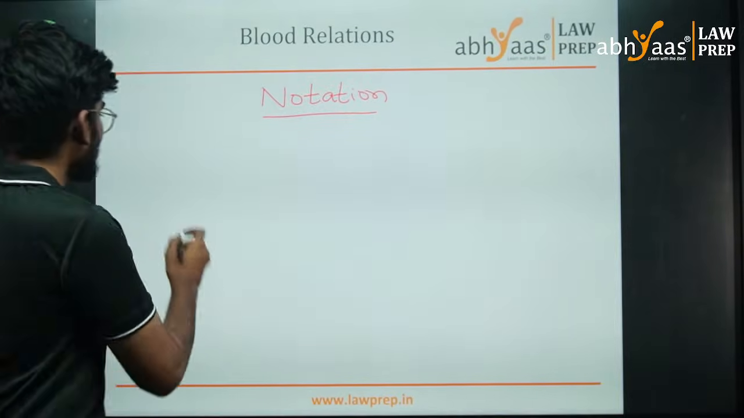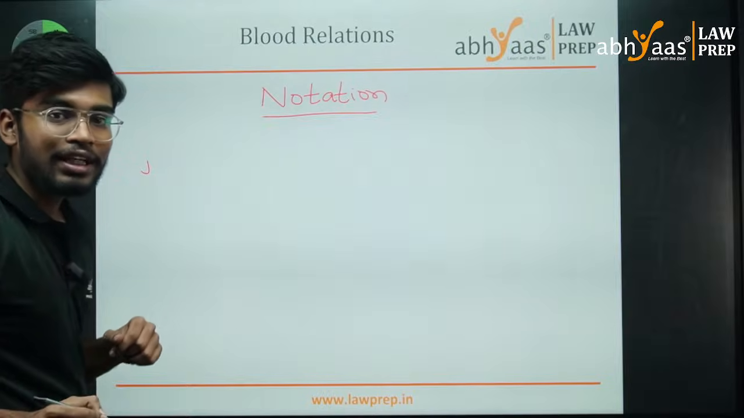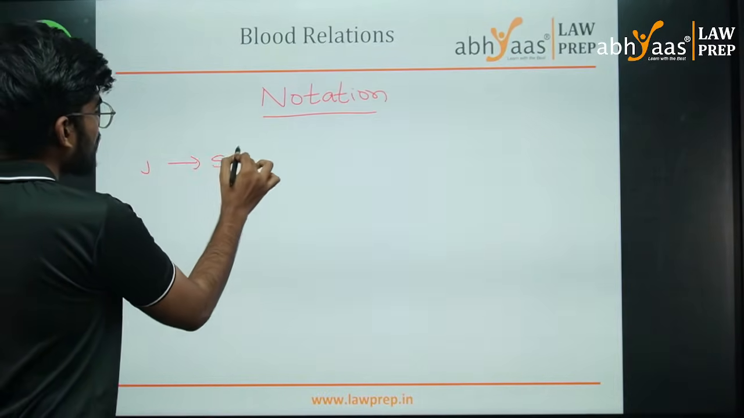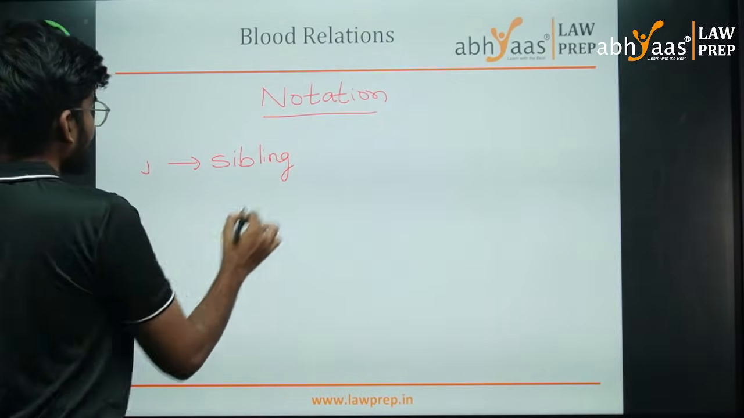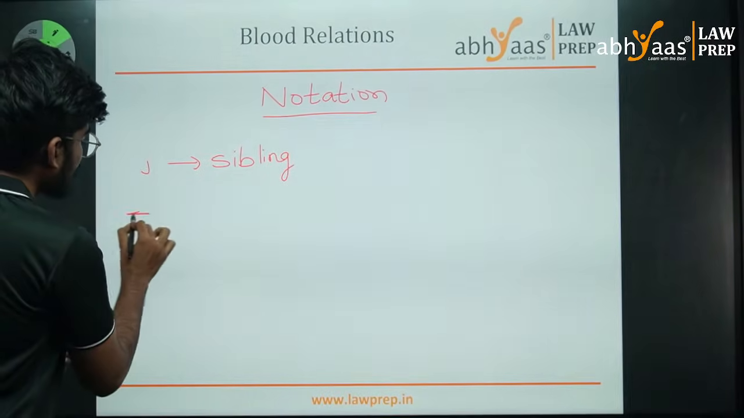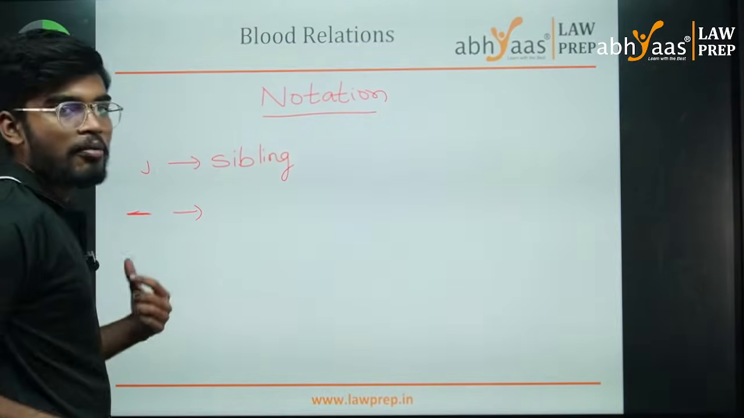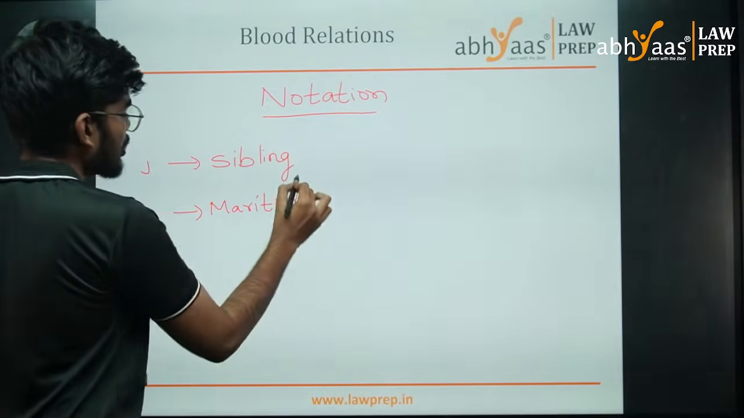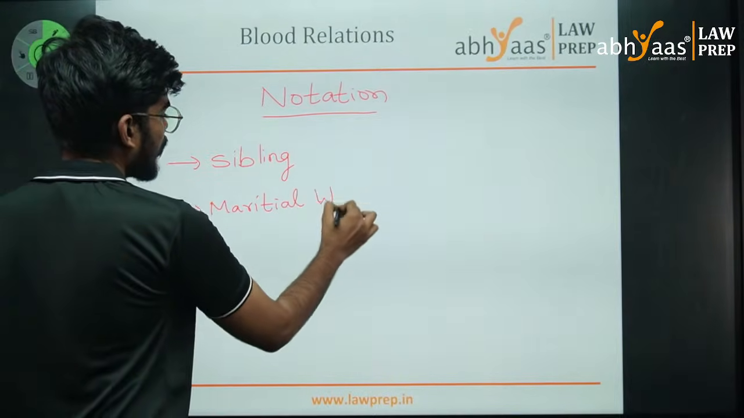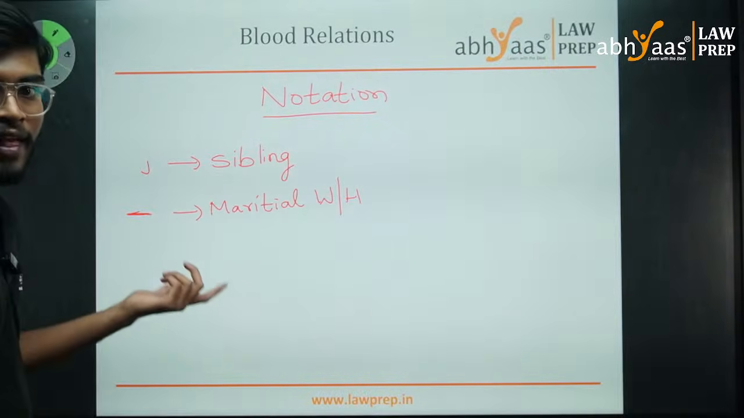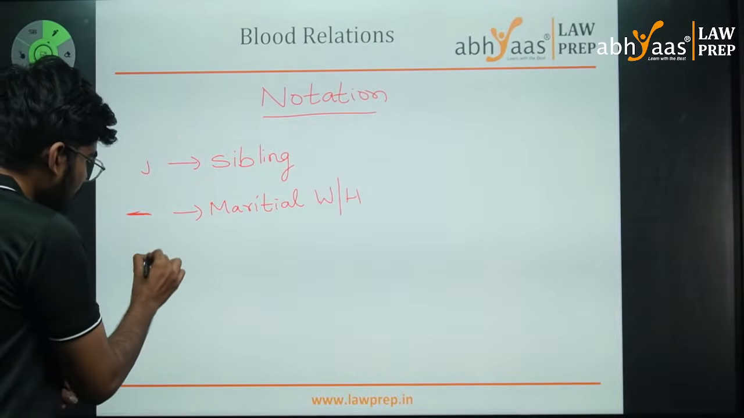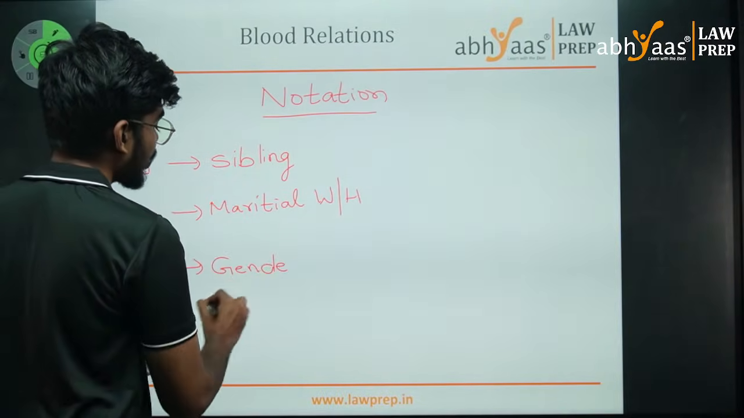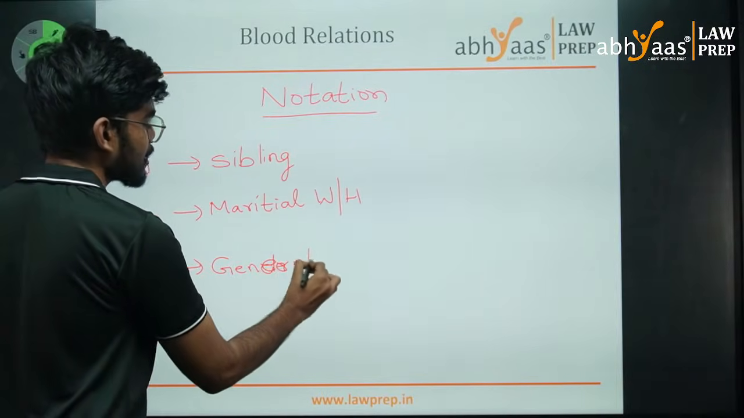Okay. See, I use comma for a sibling relation. So for sibling, I use comma. Comma is used for sibling in my notation. Next, I use this kind of hash or bond for marital relation. Marital relation means wife and husband. Next, I use this vertical line for generation gap. Not gender, it is generation gap.